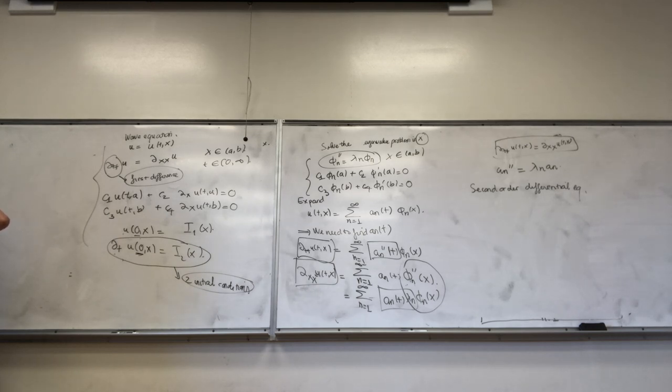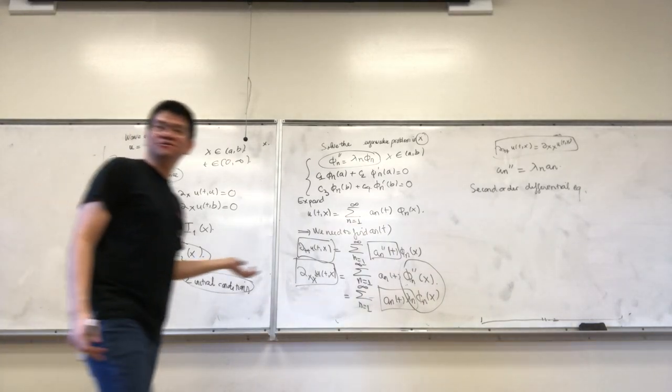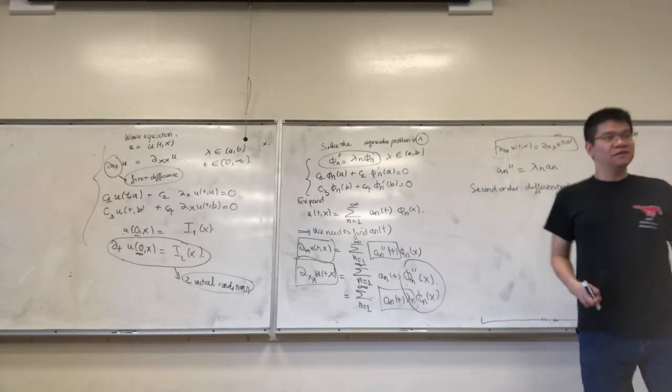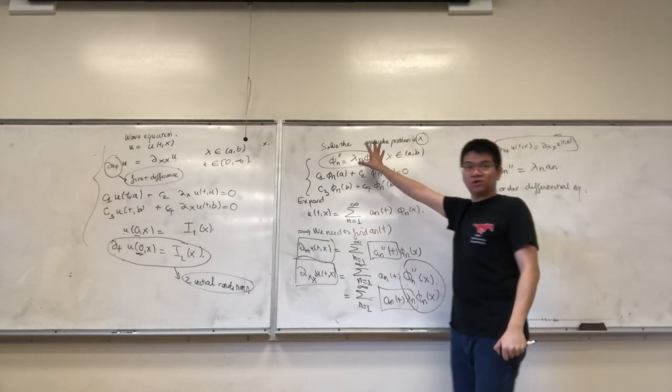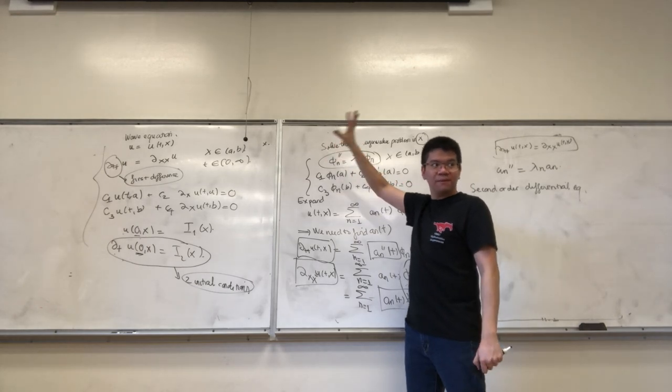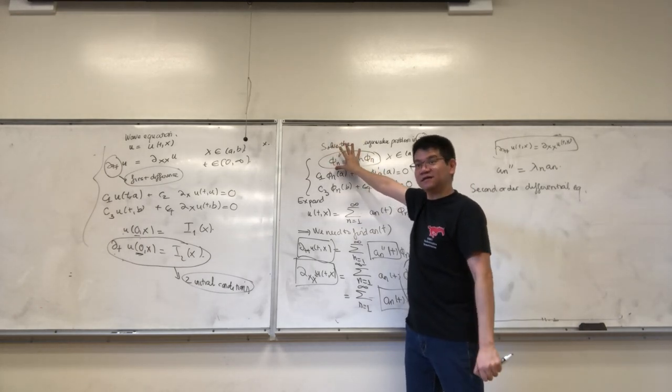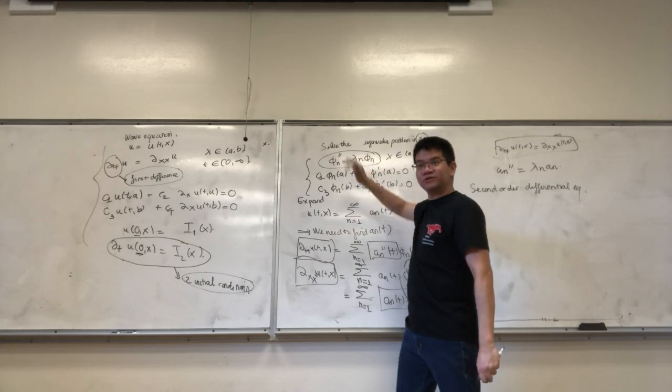First order. Right, so this is again another characteristic method, right? So first you use characteristics to solve the eigenvalue problem because this is a second order differential equation.